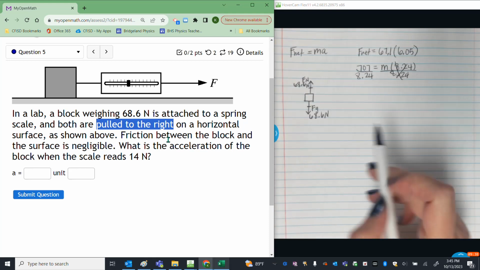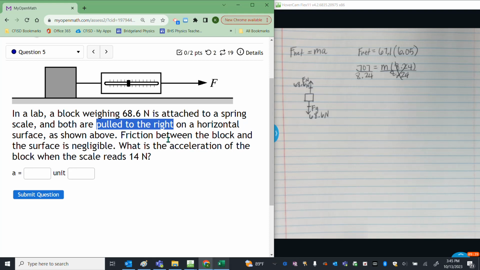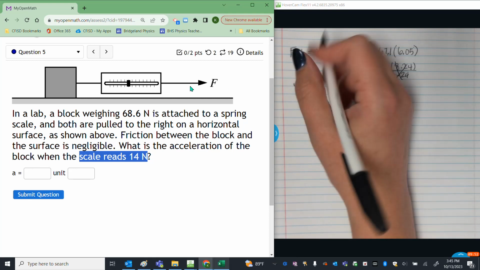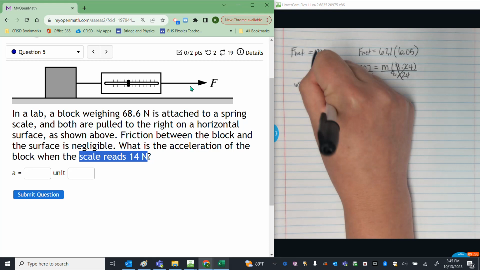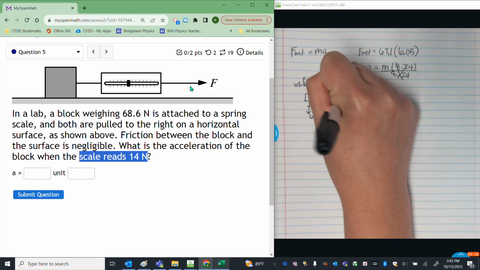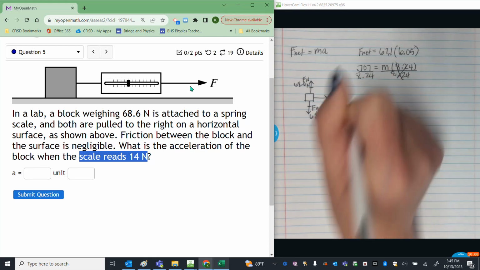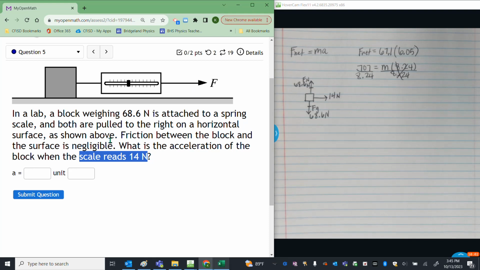.6 newtons. The only other force that I have is the fact that this spring scale is pulling this block, and the spring scale reads 14 newtons. If that's what the spring scale reads, that makes that my applied force. And so I have this force being applied in this direction with a value of 14 newtons. I don't need to include friction because it says that friction is negligible. That just means that it's so small that we can ignore it.